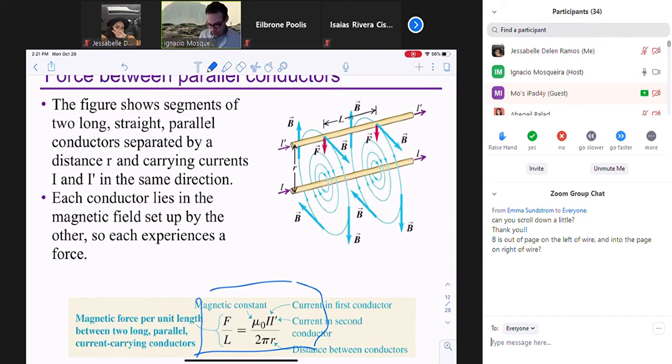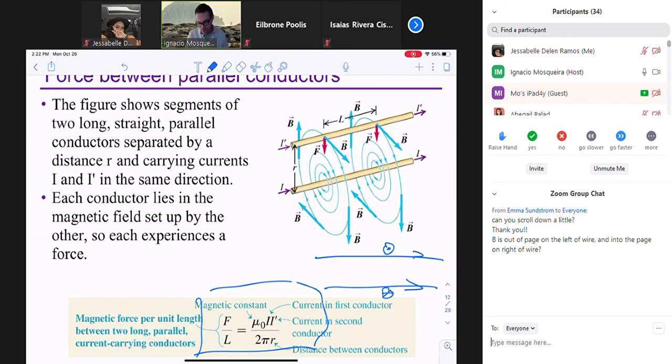So if I drew it my way, it would be like this: one wire, the other wire. The currents would be this way, that way. That would be flat. And in this drawing at the bottom, the field due to the bottom wire at the location of the top wire would be out of the board, like that. And the B field of the top wire at the location of the bottom wire would be into the board, like that.